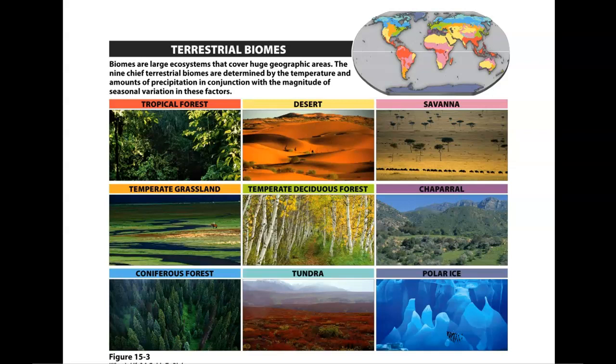So you have these 9 different types of biomes. You have your tropical forest, you have the desert, savanna, temperate grassland, deciduous forest, and that's the one that we're in, by the way, a chaparral, a coniferous forest, the tundra, and then the polar ice.